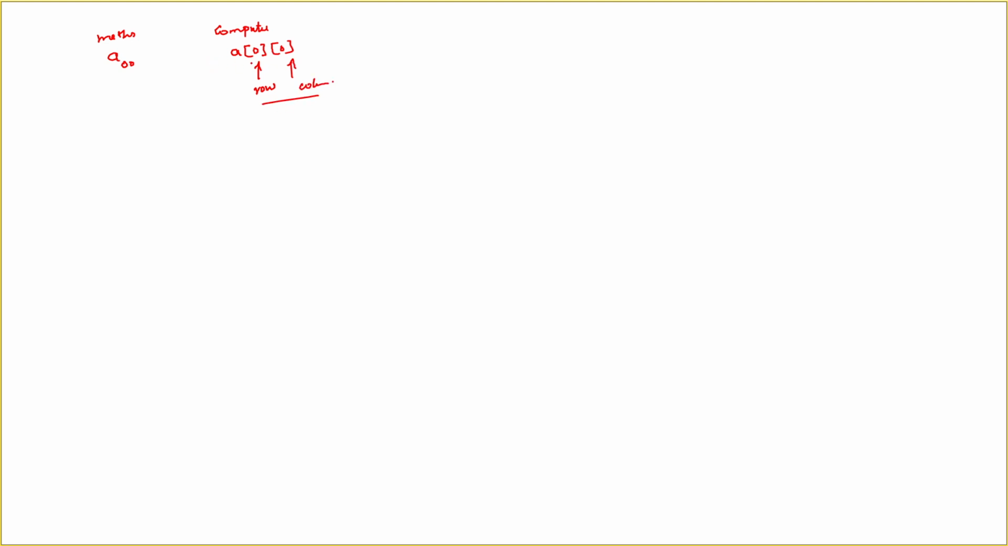So the first element will be a[0][0] and the last element will be a[n minus 1][m minus 1]. This is how we will be denoting it in a computer. The first element we will denote as a[0][0] and the last element as a[n minus 1][m minus 1].